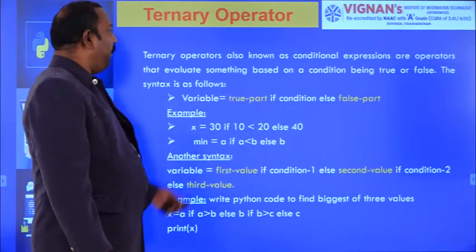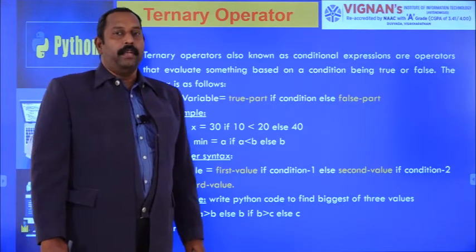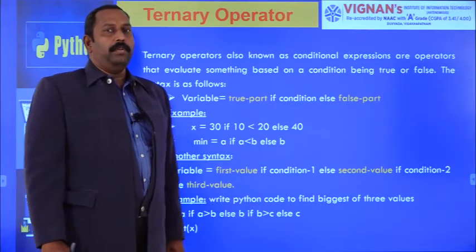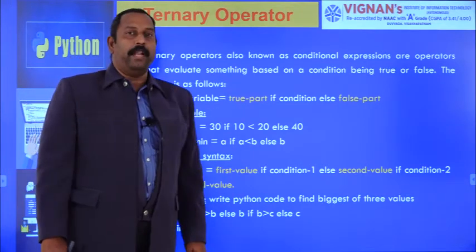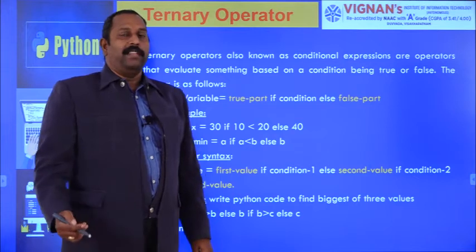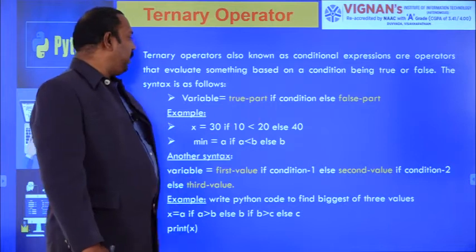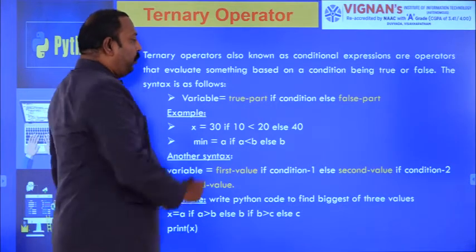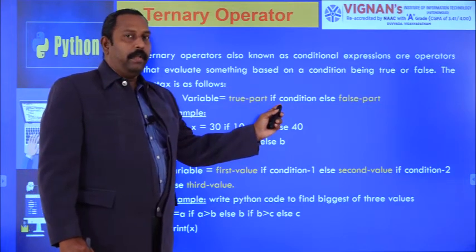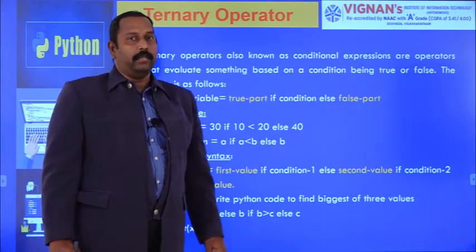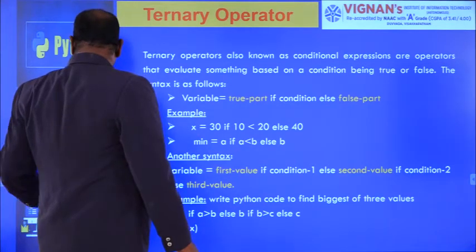And the next one is the ternary operator, or we can call it the conditional operator. This is the operator we can use instead of an if statement. The ternary operator is also available in C language, but the syntax is different from C to Python. The syntax in Python is: variable equal to true part first, then we write the condition, then we write the else part. So this is the syntax in Python for the ternary operator.